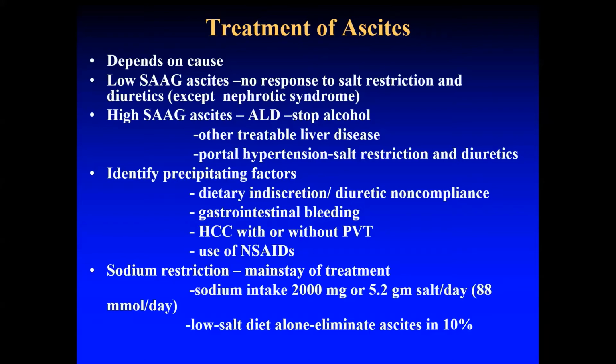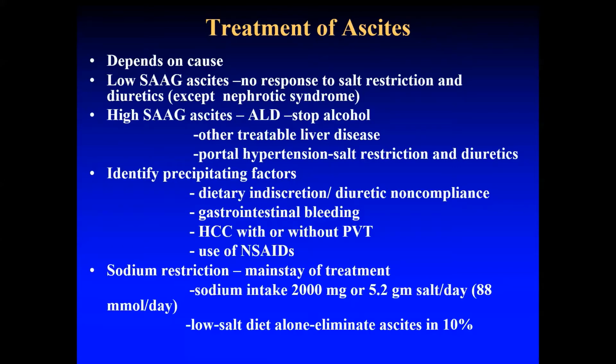Identify the precipitating factors. The most common precipitating cause is dietary indiscretion or diuretic non-compliance. GI bleed sometimes may be responsible for this, or in these patients there may be hepatocellular carcinoma with or without portal vein thrombosis. And many times these patients may be using NSAIDs, so you have to stop this.